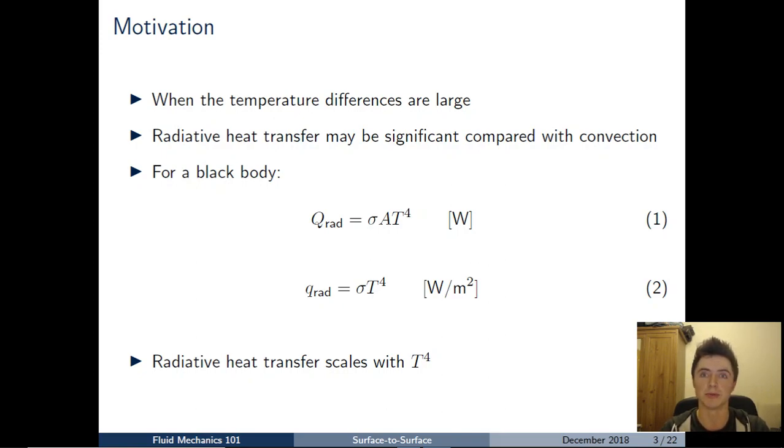And just a quick point before we move on here, the notation I'm going to use is capital Q for the radiative heat flux given in watts, and lowercase q for the radiative heat flux per unit area, given in equation 2, and that's watts per meter squared. So just take a note and remember that motivation and notation as we carry on through the slides.